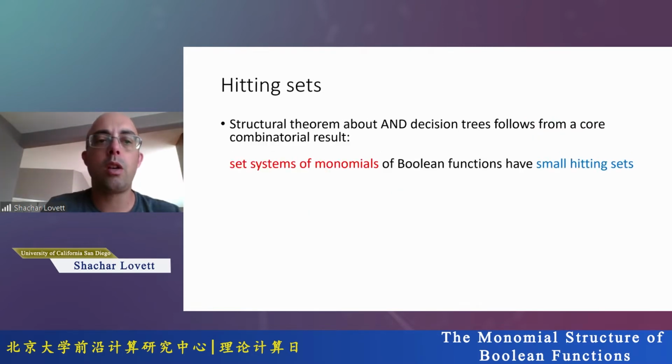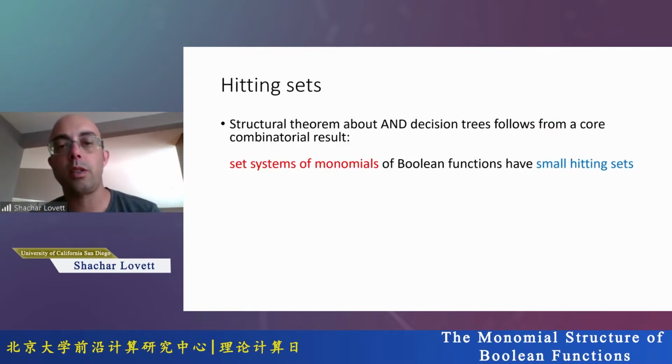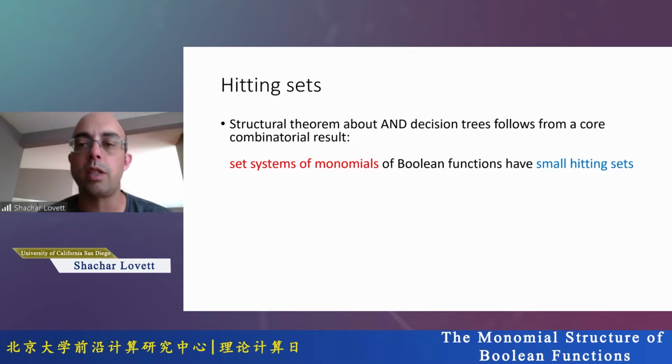Okay, so now I want to tell you about how we prove this. This result about n decision trees really follows from a much more combinatorial result, which is really the main thing we prove: the set systems of monomials of Boolean functions are not arbitrary set systems, they have structure. And the structure concretely says that they have small hidden sets. I'll define hidden sets in a minute, but basically it says that there is a small set of variables that intersects all the monomials. So they're not arbitrary looking.